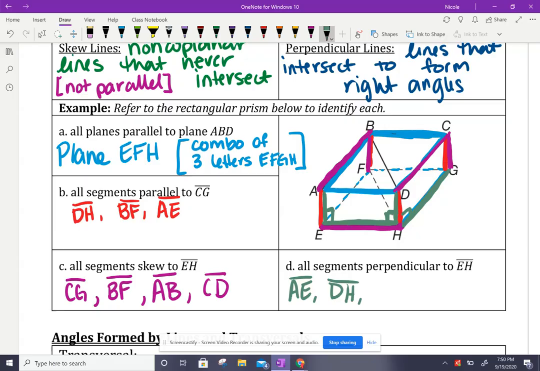On the inside, it's kind of hard to tell that right angle is going with the inside, as well as EF on the inside of the box. So EF and GH. So we have 4 segments that are perpendicular to line segment EH.